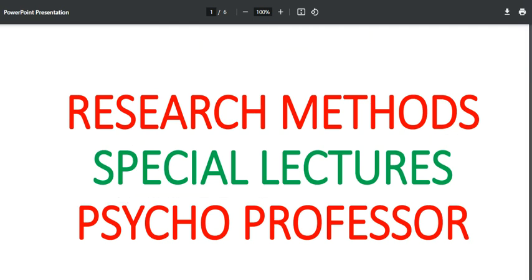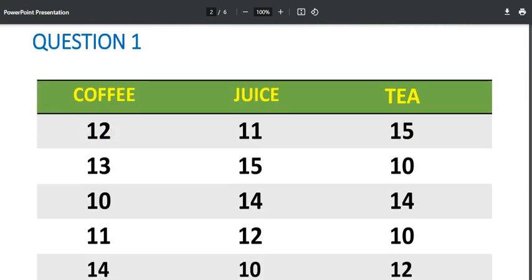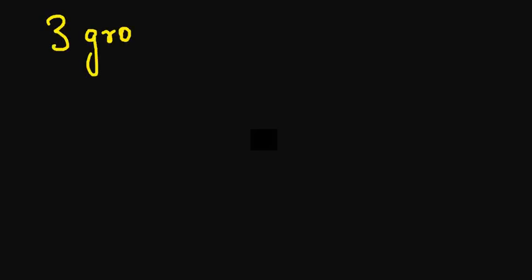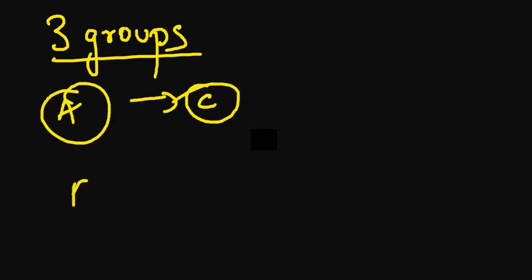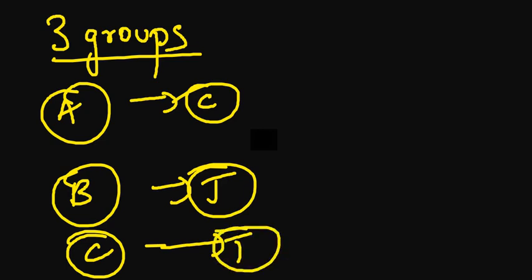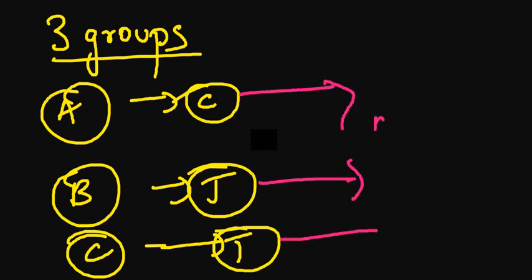But first of all, we will look into the question. So the question is something like this: you are given three values. First is coffee, second is juice, and third is tea. So what is happening over here is we are provided with three groups. Let's suppose group A is given coffee, group B is given juice, and group C is given tea. And the researcher is interested in checking whether consumption of these beverages will lead to an increase in memory, or whether there will be any changes in memory.